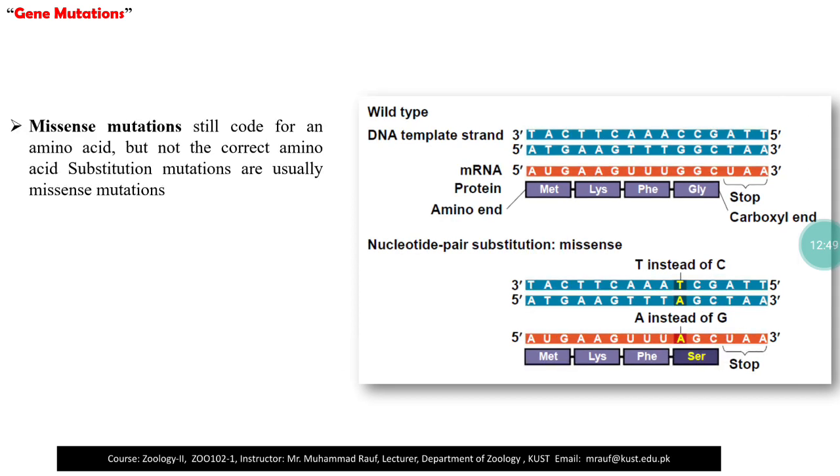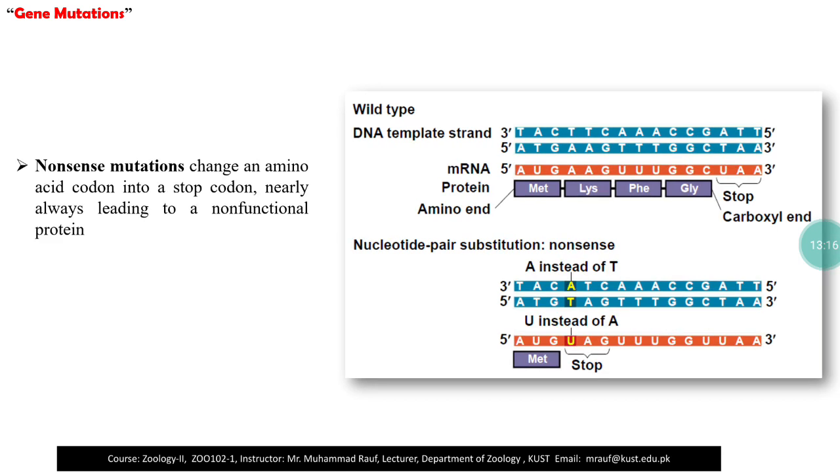Missense mutations. In this type of mutation, a base substitution occurs in a codon, and the codon is altered, and now this codon represents a different amino acid than the one which was represented by the original unmutated codon. So these mutations are called missense mutations or non-synonymous mutations.